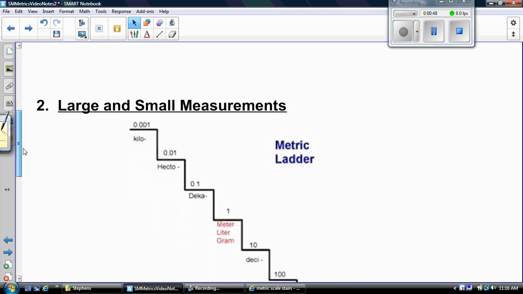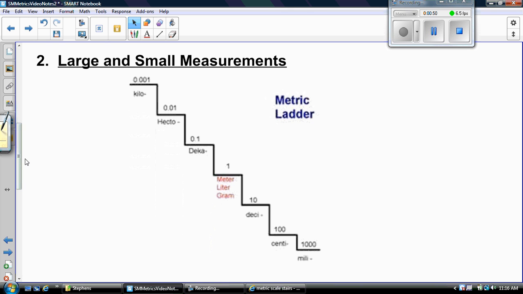Okay, so when we have our metric system, besides the base units, we have large and small measurements. So our largest measurement is kilo, then hecto, deca. Here's our base units, meters, liters, and grams, then deci, centi, and milli is the smallest. Now notice our metric system is based on powers of 10. That's why it's so easy to use.